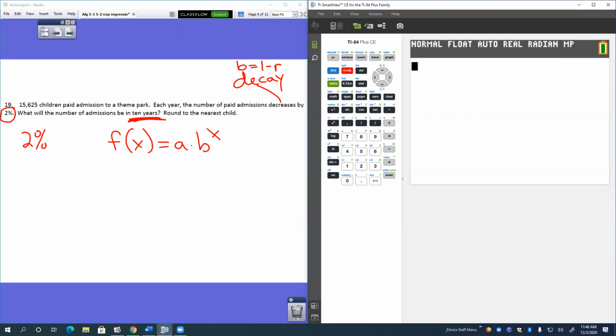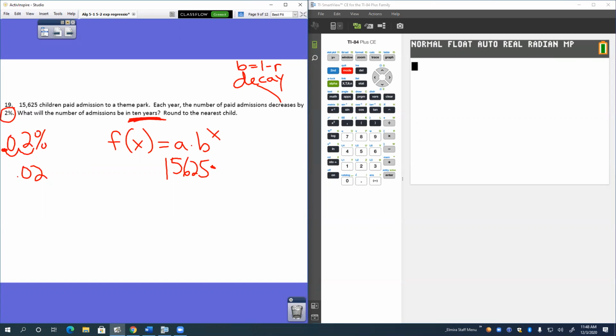Two percent. We don't want the percent, we want the decimal. So you have to move the decimal point over 2 places. So this becomes the decimal 0.02. Well, our A value is our initial value, which is 15,625. Our B value, our rate is 0.02.